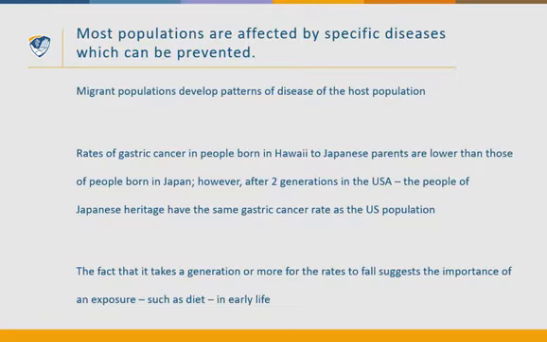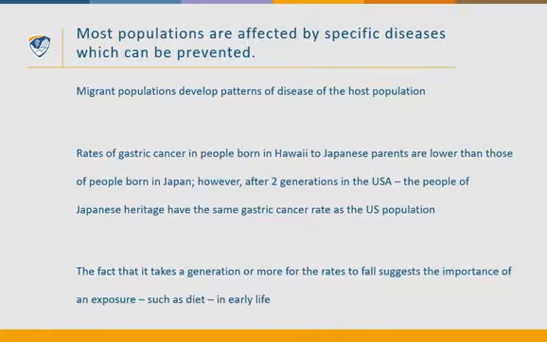Most populations are affected by specific diseases, again, which can be prevented. Migrant populations, for example, develop patterns of disease of their host population. Here's an example. The rates of gastric cancer in people born in Hawaii to Japanese parents are lower than those of people born in Japan. However, after 2 generations in the United States, the people of Japanese heritage have the same gastric cancer rate as the US population.